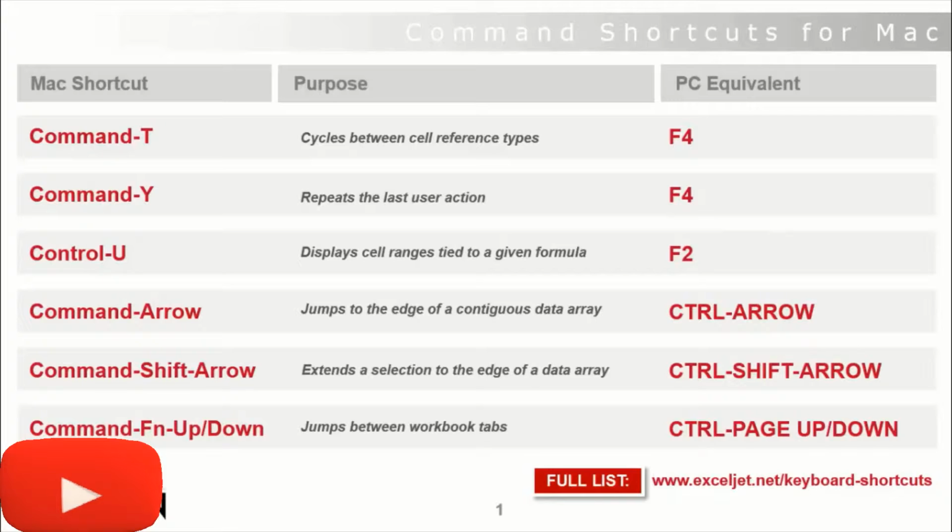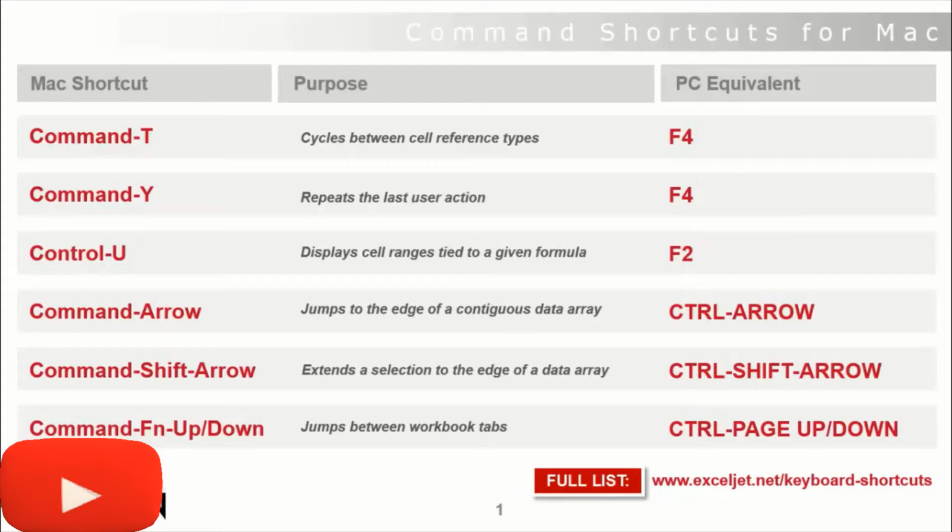Now, the control functions for PC, or the control shortcuts, are really similar. You'll just use Command for a Mac. So Command arrow and Command shift arrow will jump to the edge or extend a selection to the edge of a contiguous data array, and the Command function, or FN, up and down will jump between workbook tabs on a Mac.